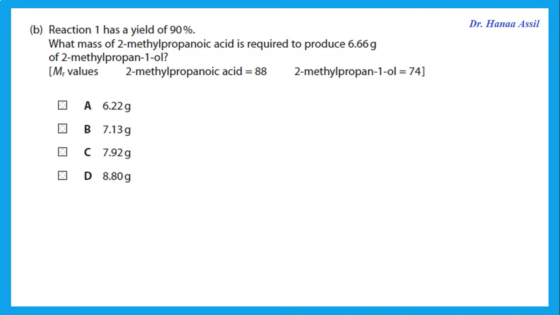Reaction 1 has a yield of 90%. Which one is reaction 1? That's the one we were talking about. It has a yield of 90%. What mass of 2-methyl propanoic acid, so what mass of reactant, is required to produce 6.66 grams of 2-methyl propan-1-ol? Keeping in mind that the 6.66 is only 90% of the possible yield.